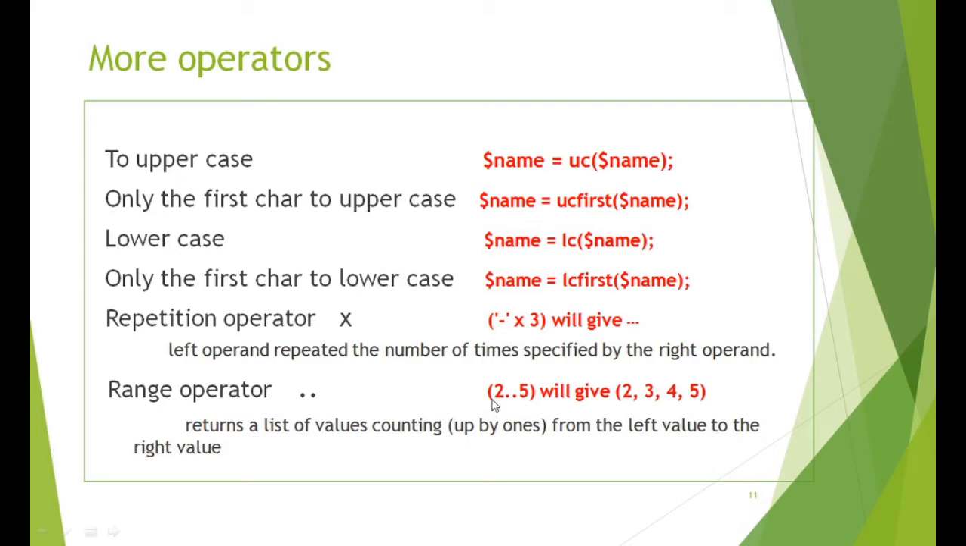Next one will be the range operator, 2 double colon 5 within parenthesis. This will give 2, 3, 4, 5. Starting value, final value, it will be incremented by 1.